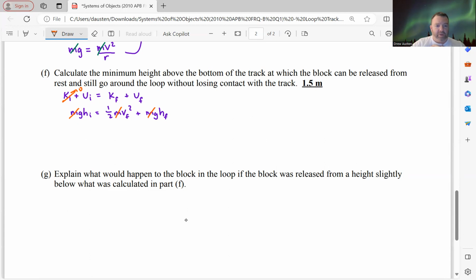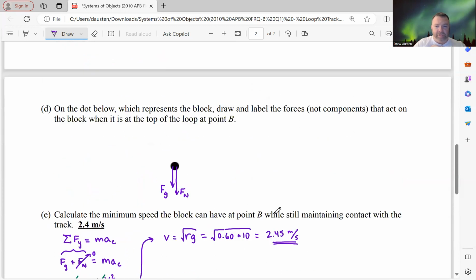We want to know how high we can release the block from. So we're just going to leave this equation as it is, but divide both sides by g. If we divide everything by g, that will give you h initial is equal to v final squared over 2g plus g h final over g, which is just h final. And we can plug everything in now. The v final we just solved for was 2.45. So that is squared, divided by 2 times g, which is 10, plus h final, which is the height of the top of the loop.